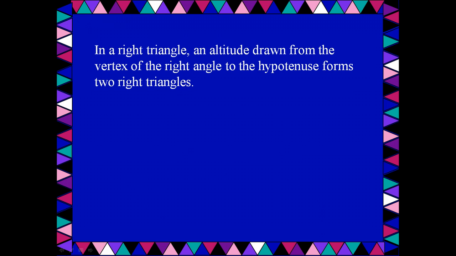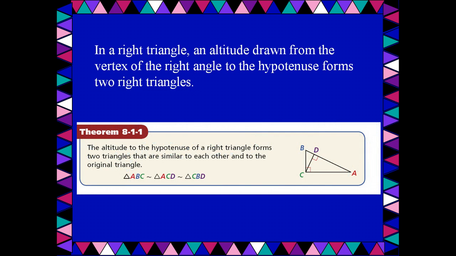In a right triangle, the altitude is drawn from the vertex of the right angle to the hypotenuse. It forms two right triangles. This gives us Theorem 8.1.1. The altitude to the hypotenuse of a right triangle forms two triangles that are similar to each other and to the original triangle.